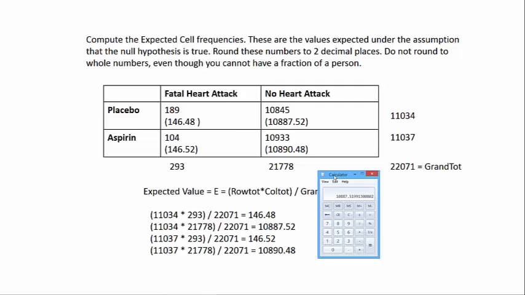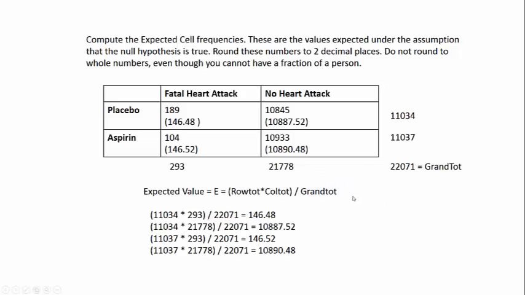Now, another quick check if you want. You can add these four numbers, these new expected values in parentheses here, and it will equal 22,071. Because what you've done here is taken the 22,071 men and you've redistributed them across the table here according to the null hypothesis. So if the null hypothesis is true, this is the number of men you should see in each of these cells. So again, a quick computational check is if you add up these numbers in the parentheses, they should add up to the grand total. Okay, so we have the expected cell frequencies.